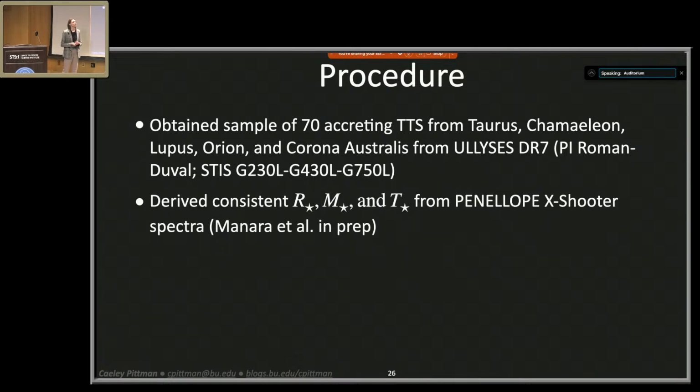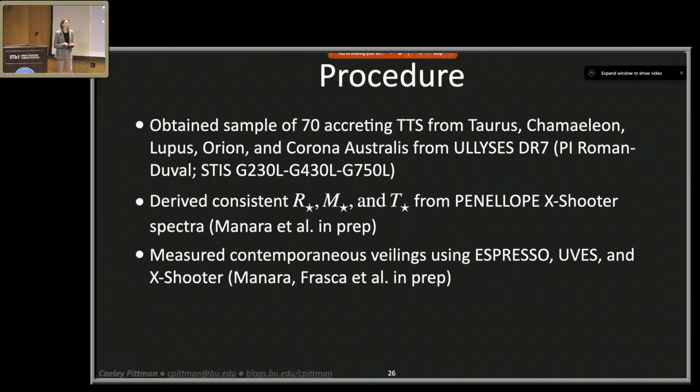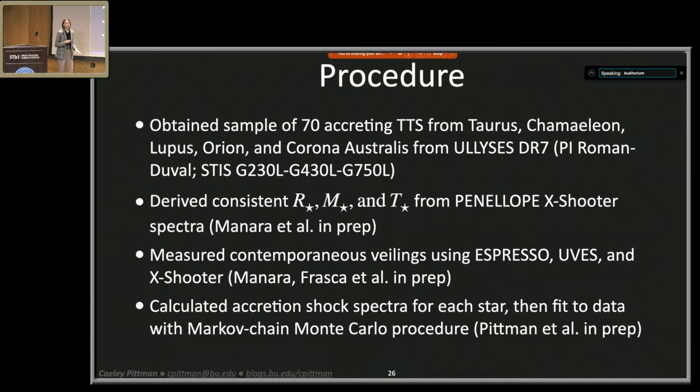together into my sample. Then the Penelope team used the VLT X-shooter spectra to derive stellar parameters consistently across the whole sample. So the stellar radius, mass, and temperature are all inputs to the model to calculate the spectra. And then we measure contemporaneous line fluxes using higher resolution spectra when possible. So that's VLT ESPRESSO and UVES. And when those are insufficient, we use X-shooter. And then we calculate the accretion shock spectra for each star given its input stellar parameters, and then use an MCMC method to fit those spectra to the data.